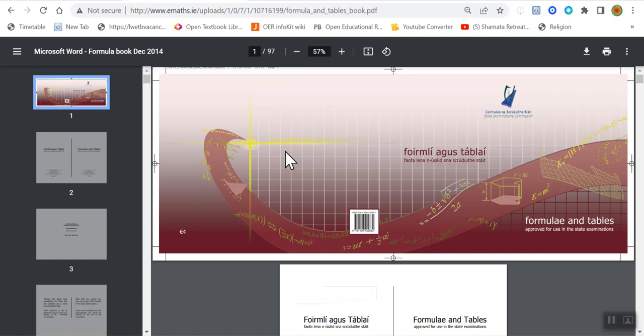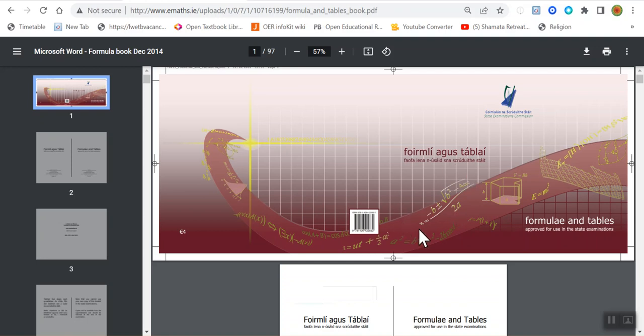If you have a look at your log tables, this here is your formula B. It's actually on the front, so you don't even need to open your log tables. It's contained here on the front. This is the formula that we want to use: x is equal to minus b plus or minus the square root of b squared minus 4ac, divided by 2a.